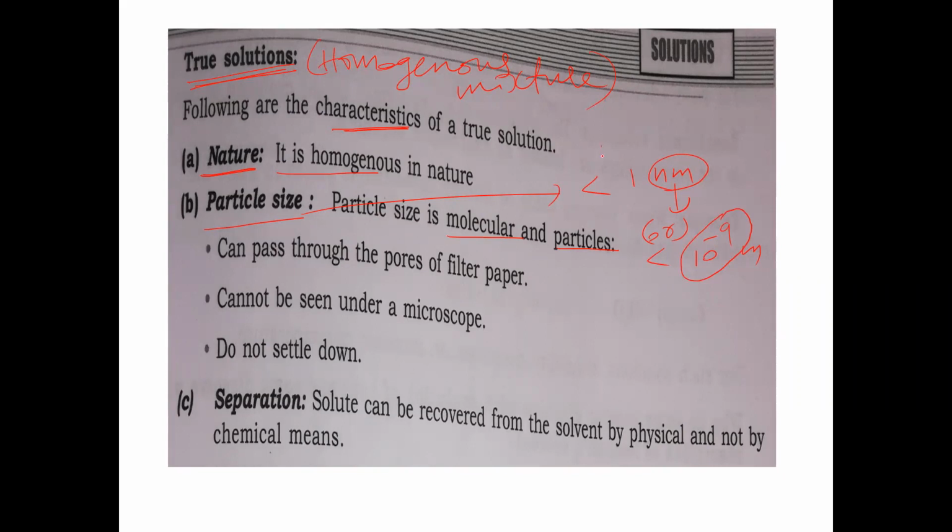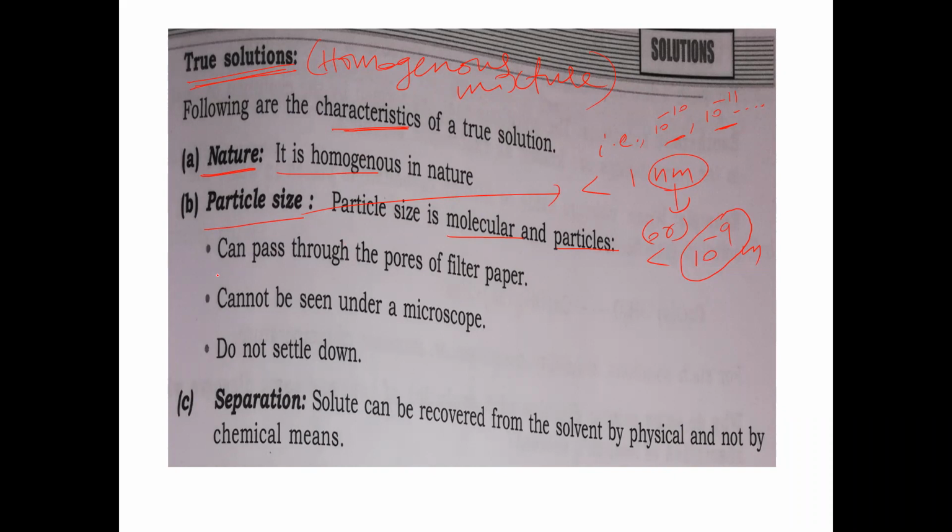Less than 10 power minus 9, that is what we understand, 10 power minus 10 or 10 power minus 11, like this. These are lesser values, lesser than 10 power minus 9. So 10 power minus 10 is smaller than what? 10 power minus 9. Like that, the particle size should be less than this value. Then it is called a true solution.